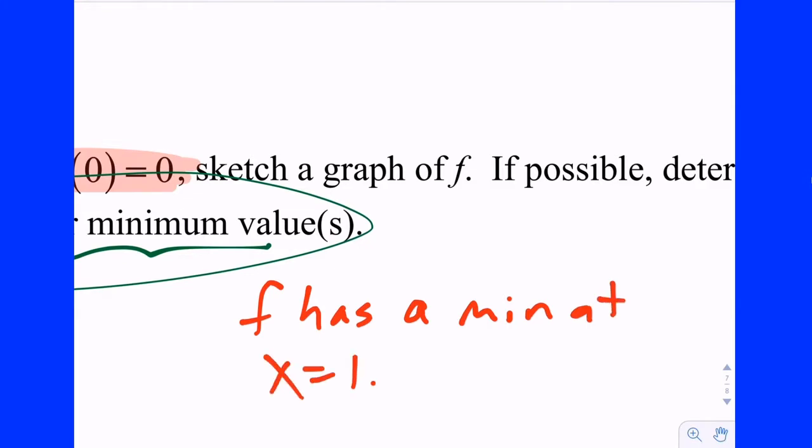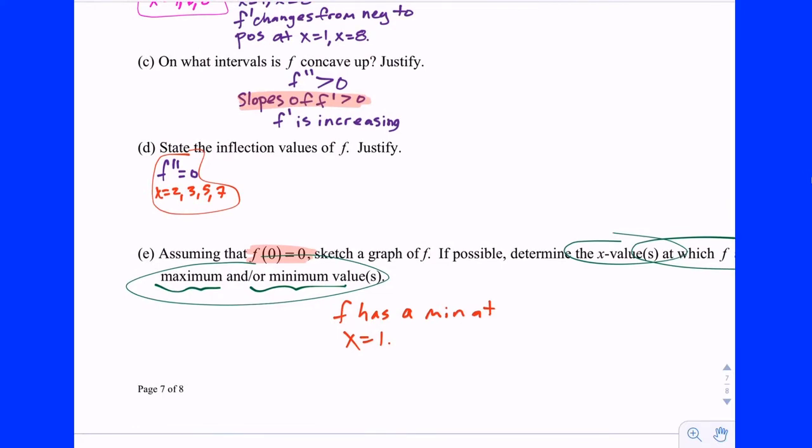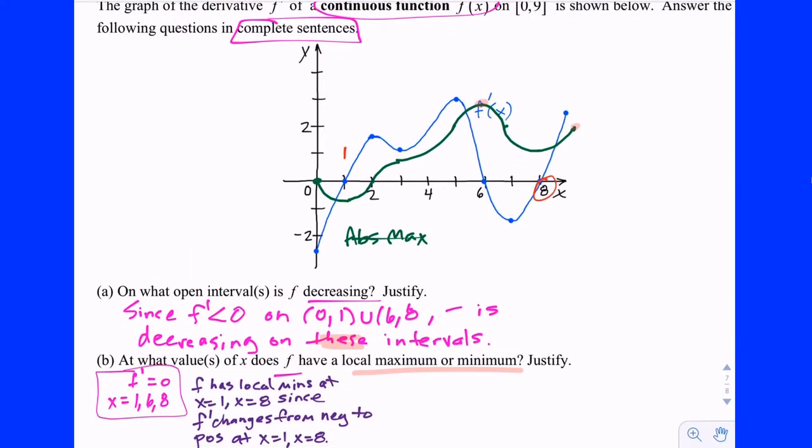Is it possible to determine what the actual minimum value is? No, we can't. Not without any quantitative analysis. All right, so 2 skills there. Sketching a graph of F from F prime, and then trying to answer questions about absolute extrema.